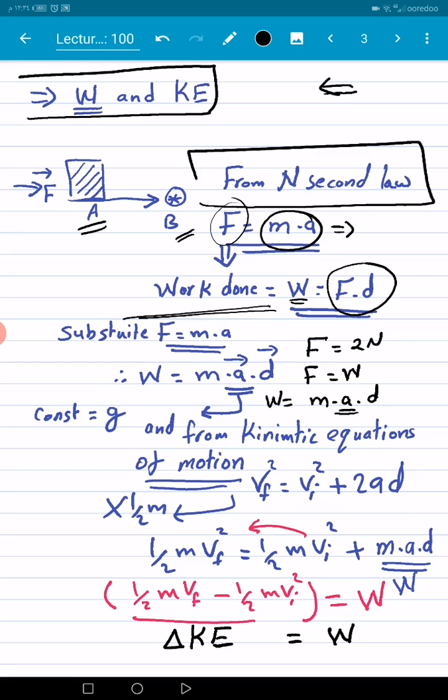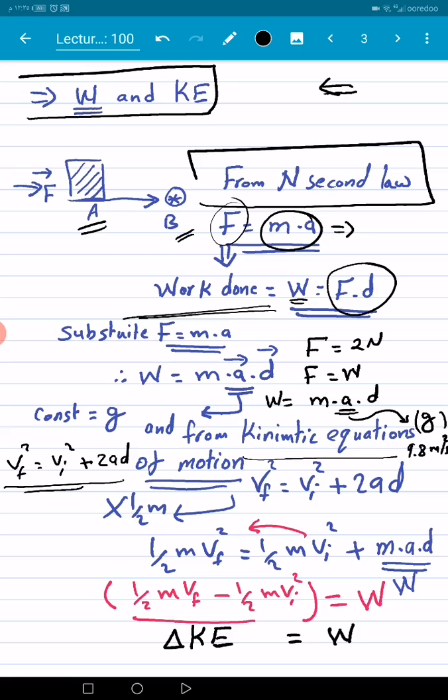As we know, the acceleration here is due to gravity. The gravity is constant, 9.8 meter per second square. So I can multiply the equation from the kinematic equation. I have the third equation: V final squared is equal to V initial squared plus twice the acceleration times the distance D. That is the third equation of the kinematic equations.